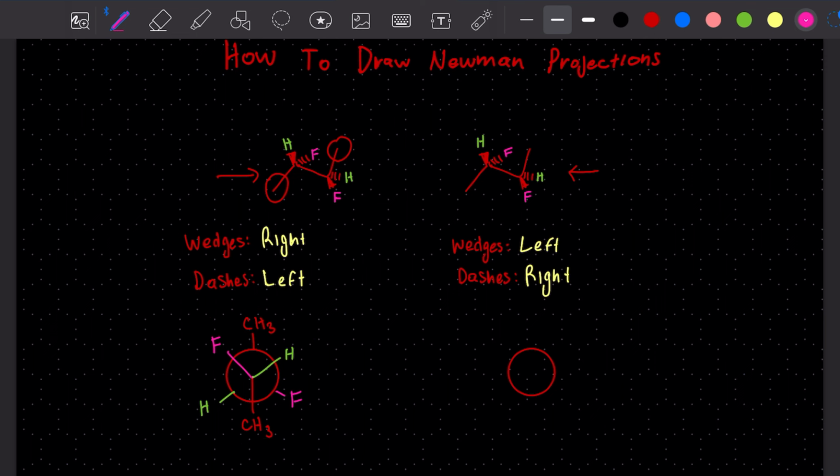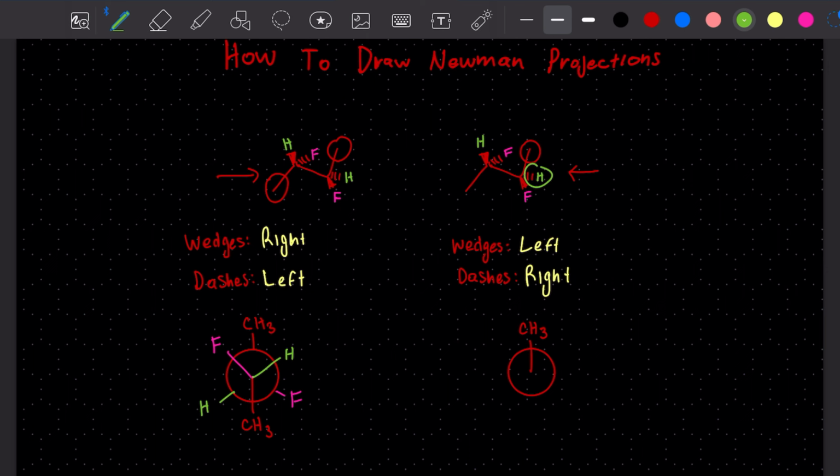Let's now look at the other one. So, same thing again. First, draw your back carbon. And now let's start with the front carbon, which is right here. We can notice again that going directly up is a CH3. So for our front carbon, directly up is a CH3.